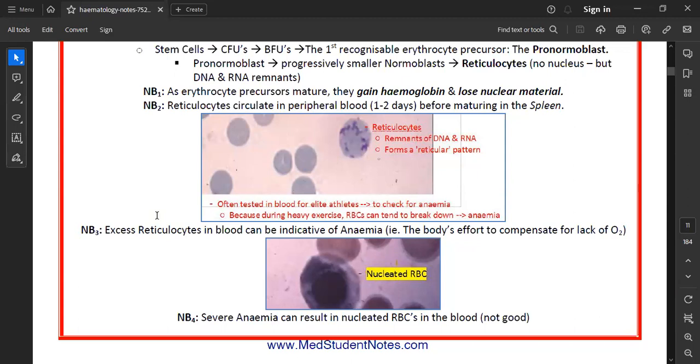So the body will always try to maintain homeostasis. So it keeps renewing the ones that either die or are not properly functioning.